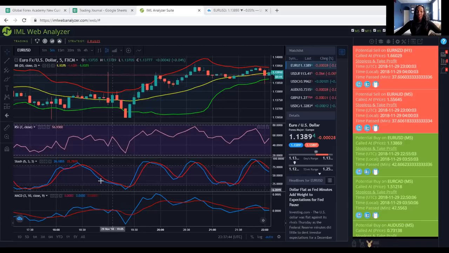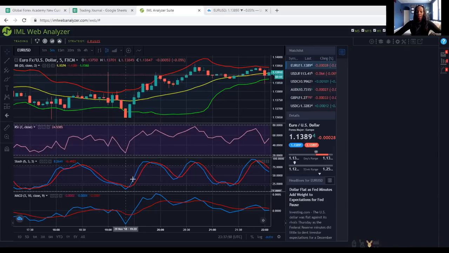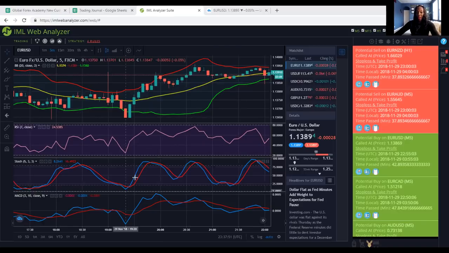Now with the stochastic, for a buy, you want your blue signal line to come down to the 20 level, cross up, and cross over your red signal.